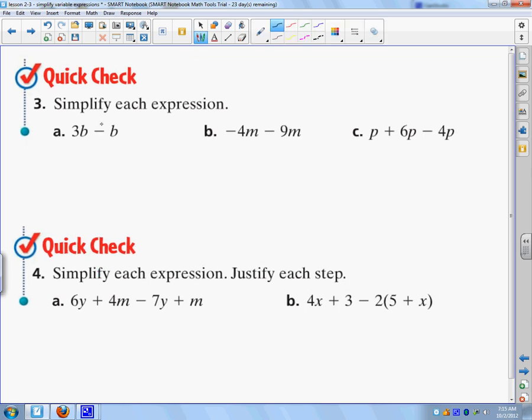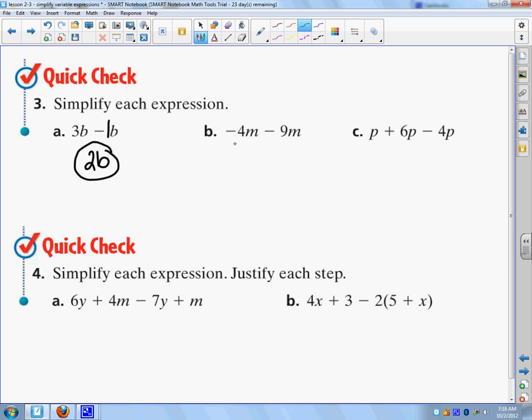So really, all it means, it says simplify each expression. Simplify 3b minus b. Now, this is assumed to have a 1 in front of it. So 3b minus 1b is 2b. You can't do any more because I don't know what b is, and then you just leave it like this. So try the next 4, and then we'll go over.